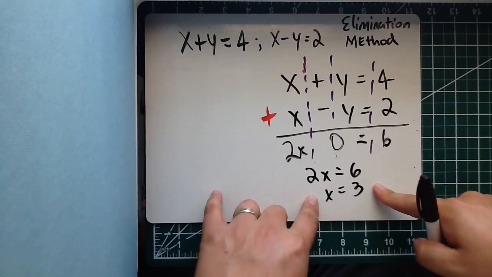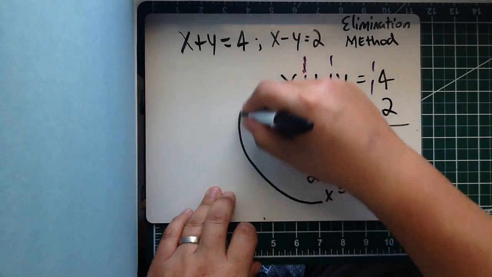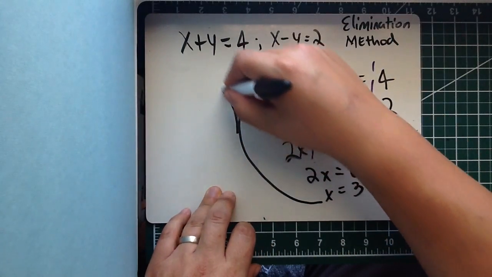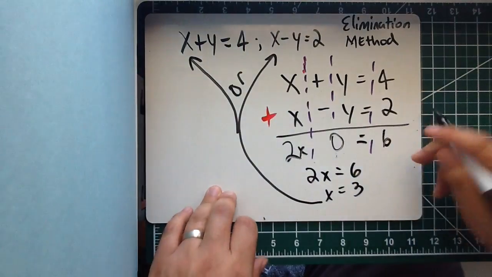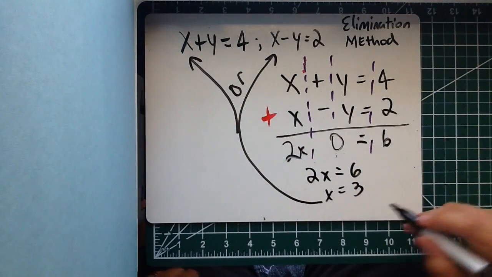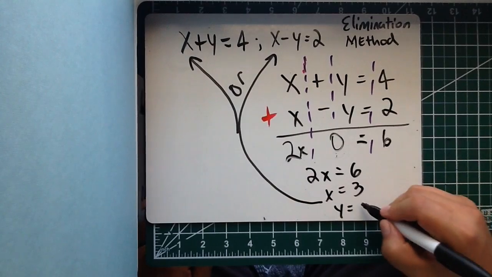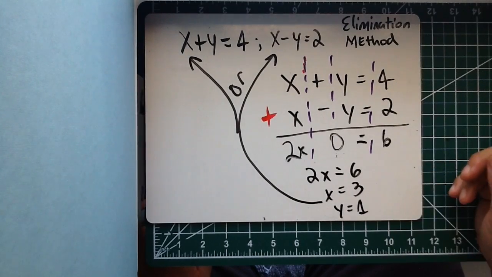I take this same value, and I can plug it in here or there. It doesn't matter. But then I get the value for y, which in this case turns out to be 1, I believe. And that is it.